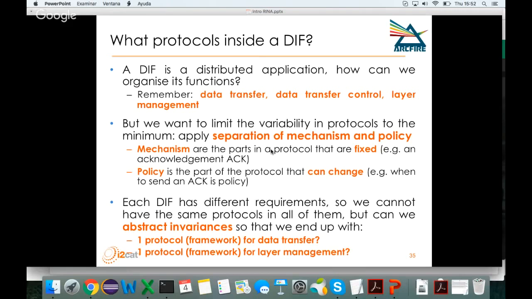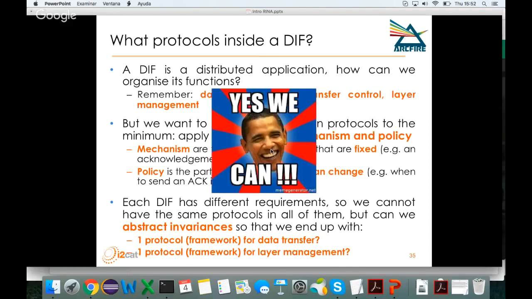If we do this for all the mechanisms in the protocols, we see that we cannot have the same protocols in each DIF, but we can have one protocol framework for data transfer and one protocol framework for layer management. And we'll see this in the next slide.